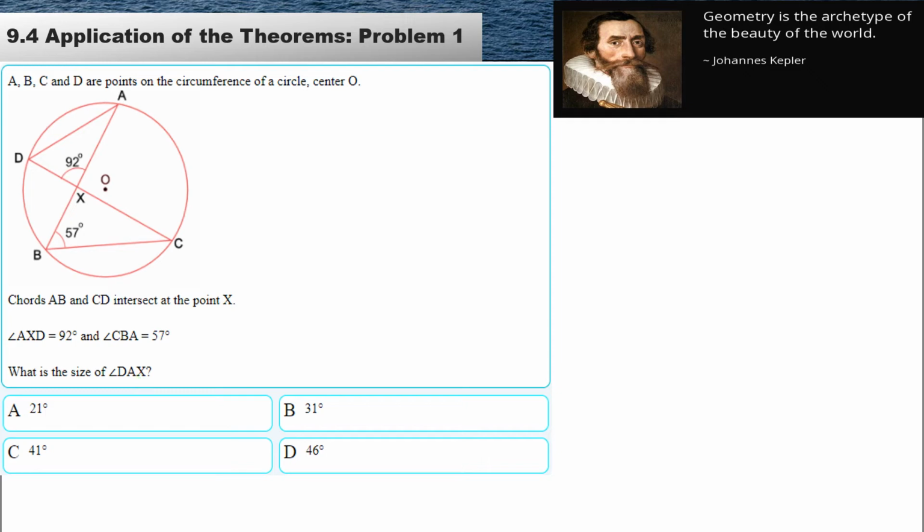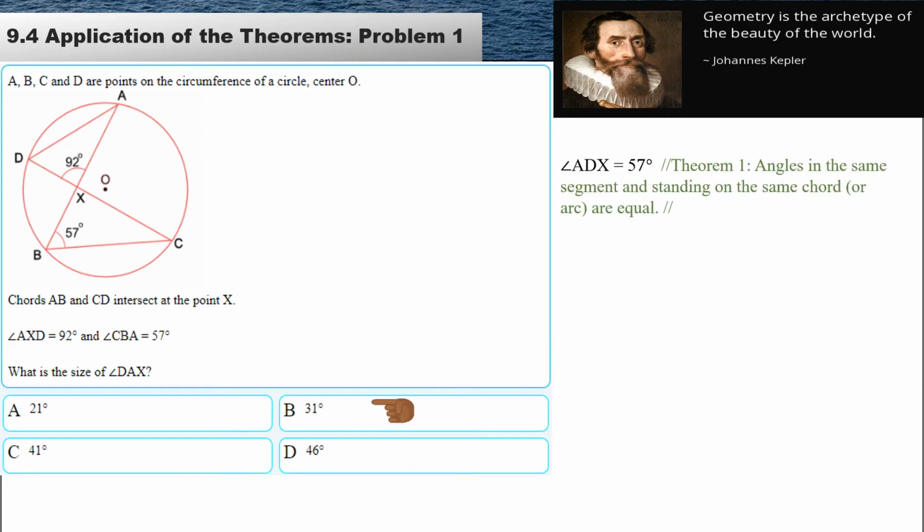Okay, so I'm just first of all going to give you the answer. The answer is B, 31 degrees. But to explain how we got there, we would first have to locate angle DAX. Where is angle DAX? It's this angle right here. The letter in the middle always tells you where the angle is located, right? So DAX, it's this angle right here. But we can't get to it directly. What we would first do is work out angle ADX, right? So ADX is 57 degrees.